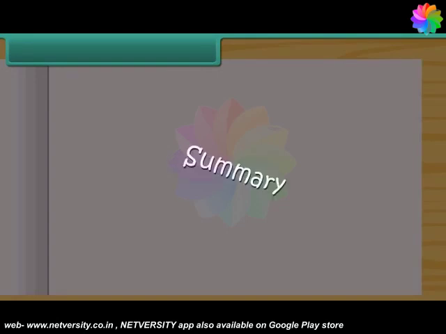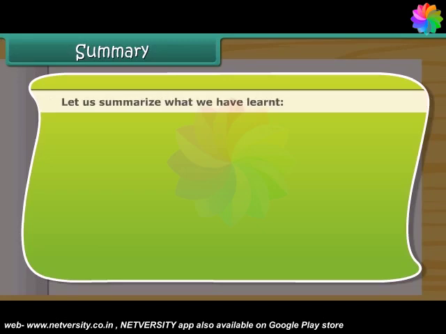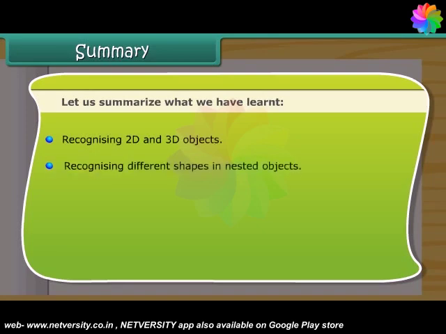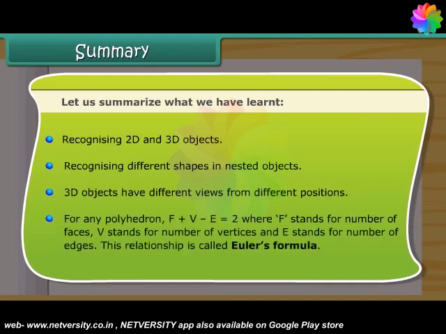Summary. Let us summarize what we have learned. Recognizing 2D and 3D objects. Recognizing different shapes in nested objects. 3D objects have different views from different positions. For any polyhedron, F plus V minus E is equal to 2, where F stands for number of faces, V stands for number of vertices, and E stands for number of edges. This relationship is called Euler's formula.